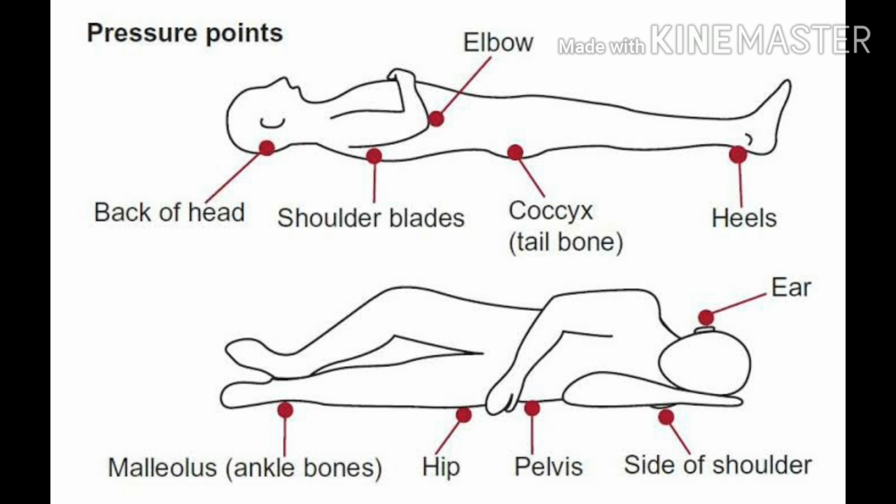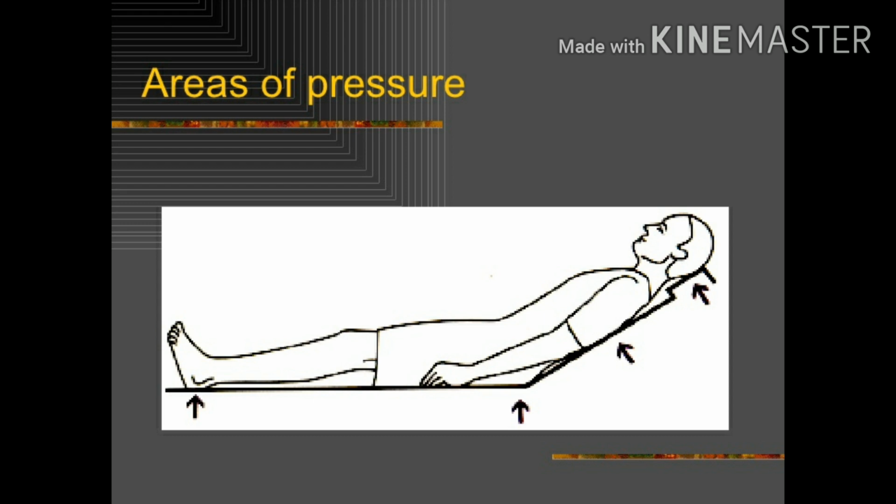This is the pictorial representation. I have tried to show the pressure areas when the patient lies down. As you can see, back of head, shoulder blades, elbow, coccyx, heels. And the second picture is when the patient is lying on his side, in which the pressure mainly comes to the side of shoulder, pelvis, hip, and malleolus. This is the picture showing pressure areas when the patient is lying in a propped up posture.